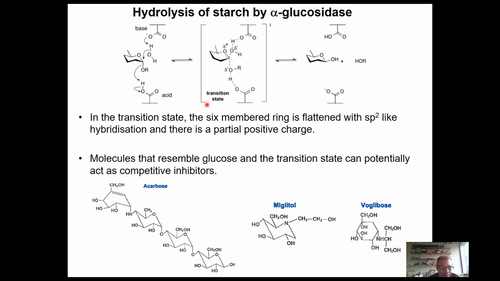The hydrolysis of these glycosides by the enzymes involves this transition state shown here. If you imagine this is one glucose linked to the next glucose, the hydrolysis is carried out by water, and the enzyme accelerates this reaction using basic and acidic residues within the active site. That gives you an activated version of water, which acts as the incoming nucleophile. So this bond is starting to be made as this bond is starting to be broken.